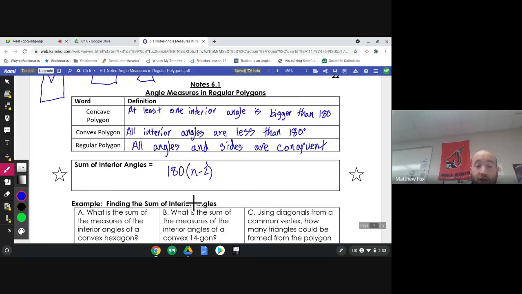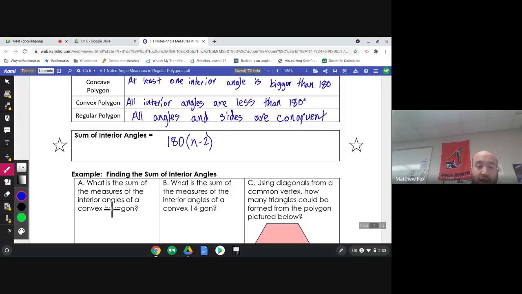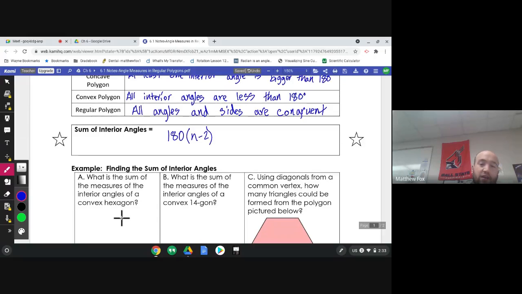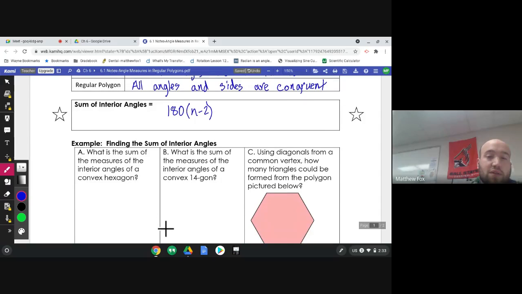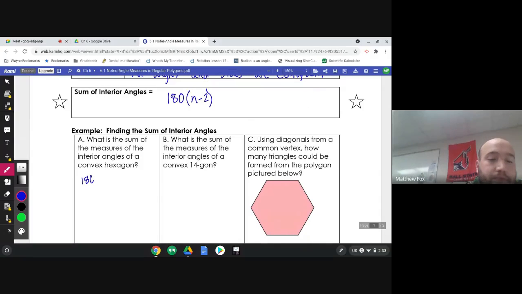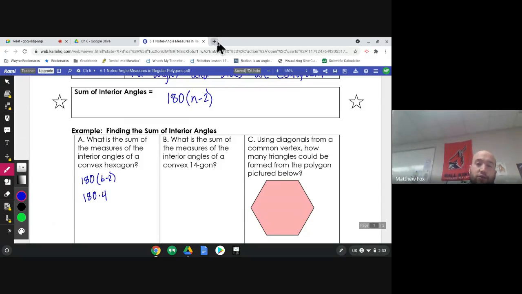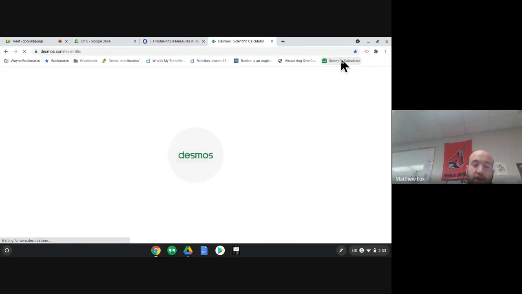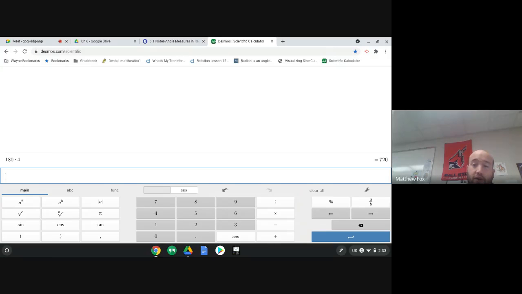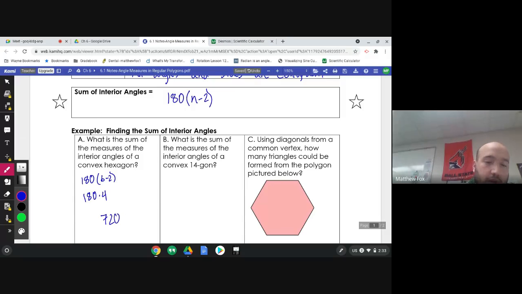Okay, so right here it says, what is the sum of the measures of the interior angles of a convex hexagon? Okay, so if we need to sum up the interior angles of a hexagon, we think about it, hexagon, that's a 6-sided figure. So all I have to do is 180 times whatever 6 minus 2 is. So that'll be 180 times 4. Now, if you are having trouble doing that in your head, that's fine. Just pull out your calculator. All right, so 180 times 4, and we get 720. Okay, so 720 degrees.